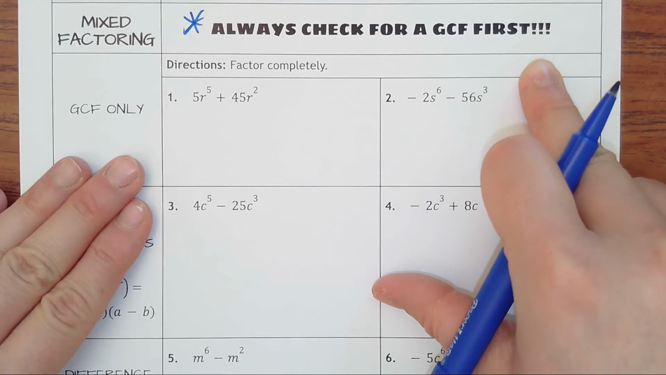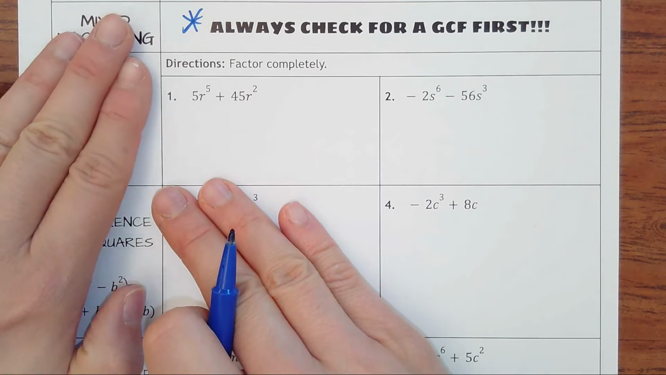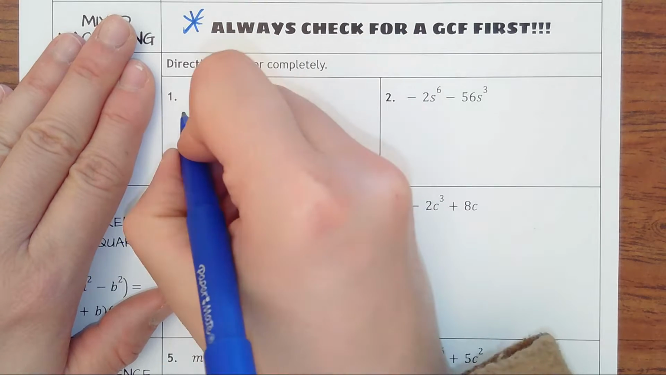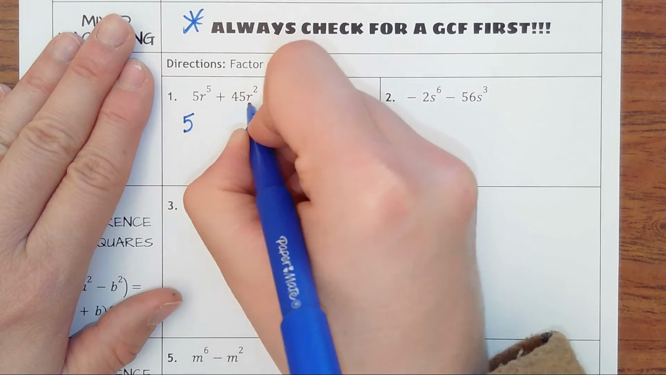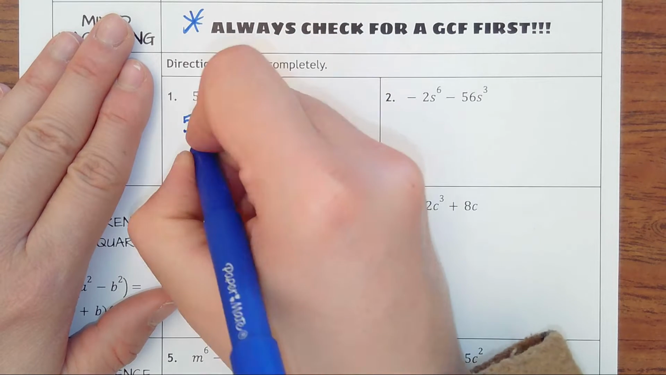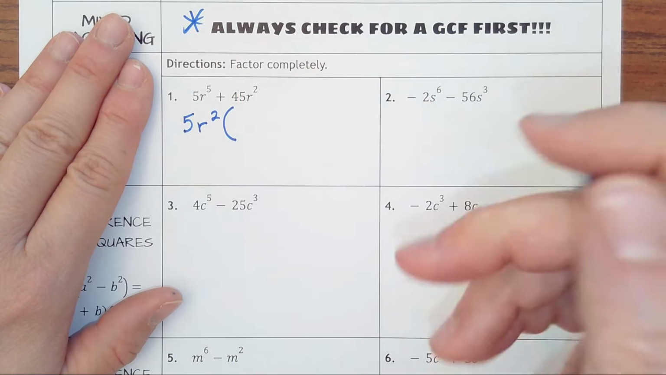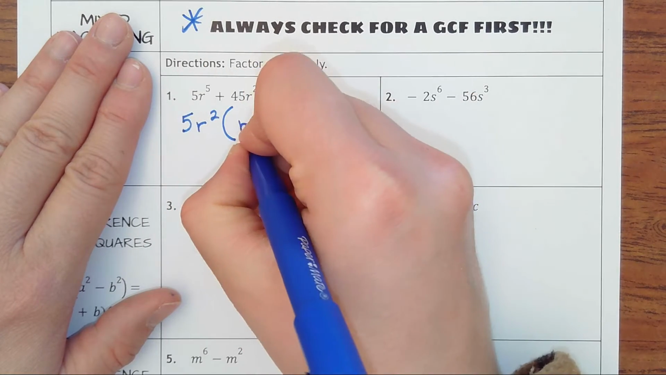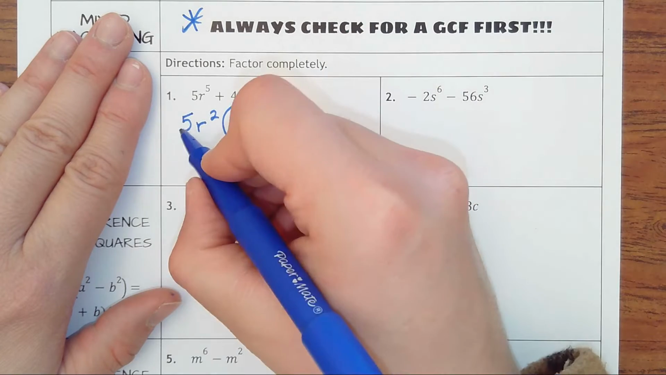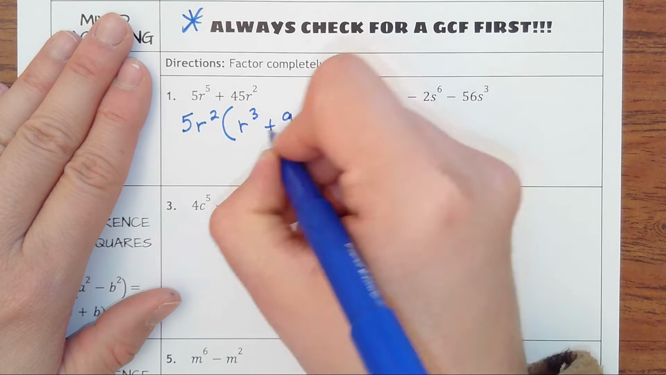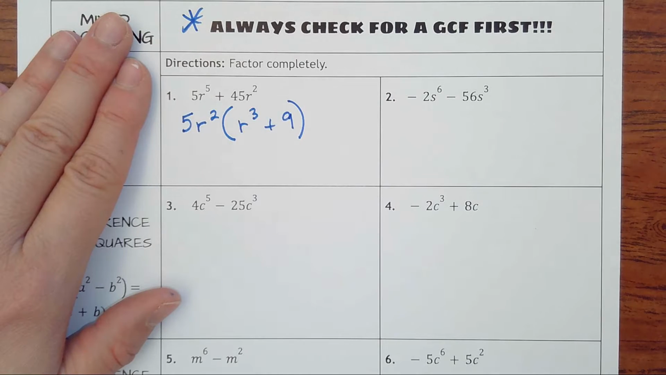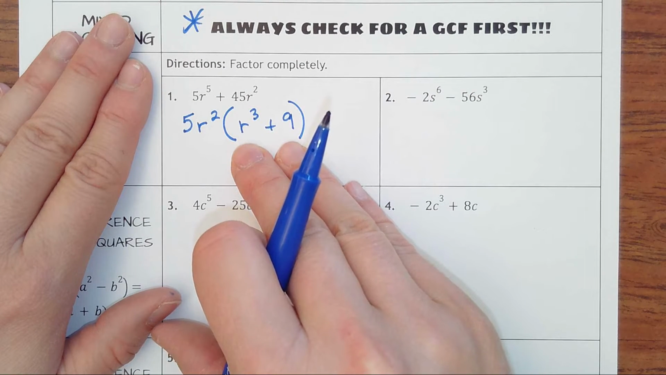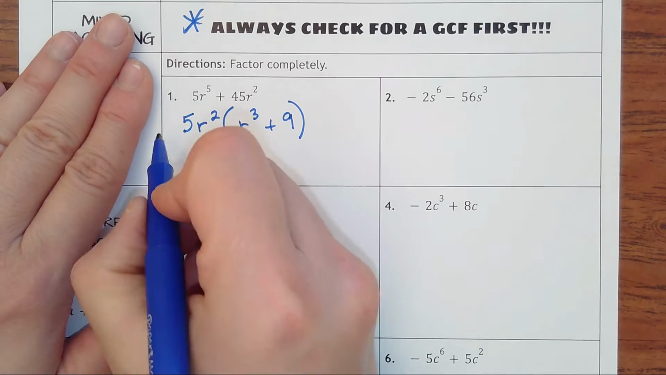else. So 1 and 2 happen to be just GCF onlys, but let's just pretend we had no idea what we're doing. I would look and say, okay, this is a 5 and this is a 45, so I could factor out a 5. They both have r's, so the most I could take would be the r squared. Then you just write what's left over. So 5r squared times what would make 5r to the 5th? That would be r cubed. 5 times 9 make 45, and I don't need any other r's. So just make sure that this can't go any further, and it can't. So I would stop there.